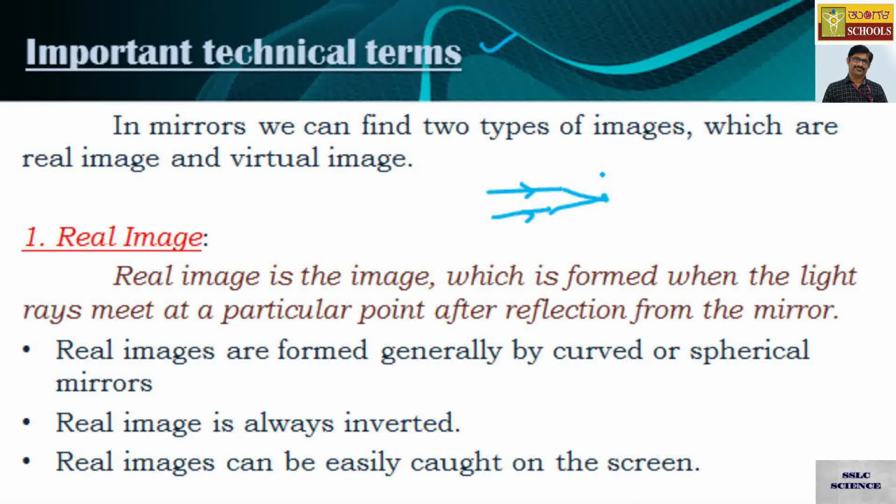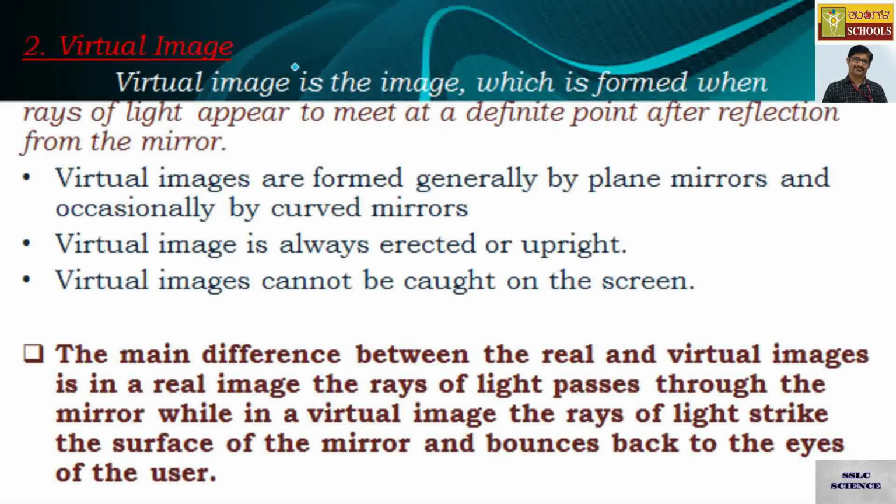Real images are formed generally by curved or spherical mirrors. A real image is always inverted. Real images can be easily caught on the screen. Okay. I hope you followed the concept of real image here.